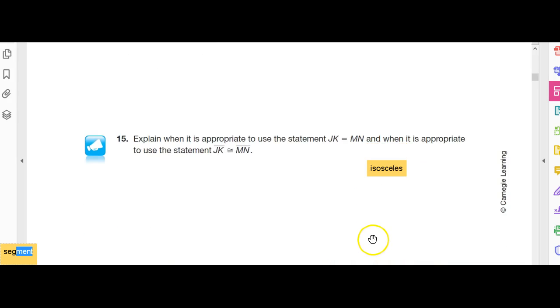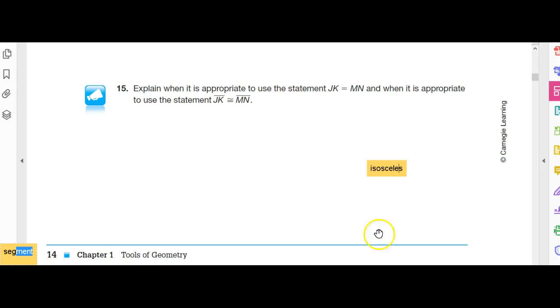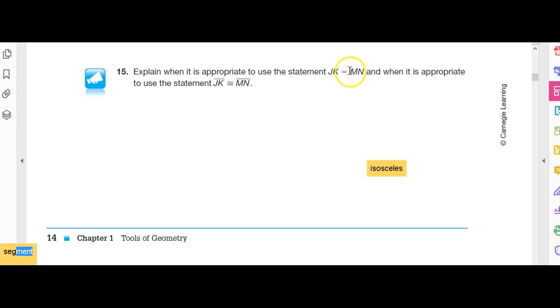So it says, explain when is it appropriate to use the statement JK equals MN, and when is it appropriate to use the statement segment JK is congruent to segment MN. I would use this statement when I'm talking about the distance between points J and K and the distance between points M and N, and I want to say that those two quantities are equal. These two distances are equal.